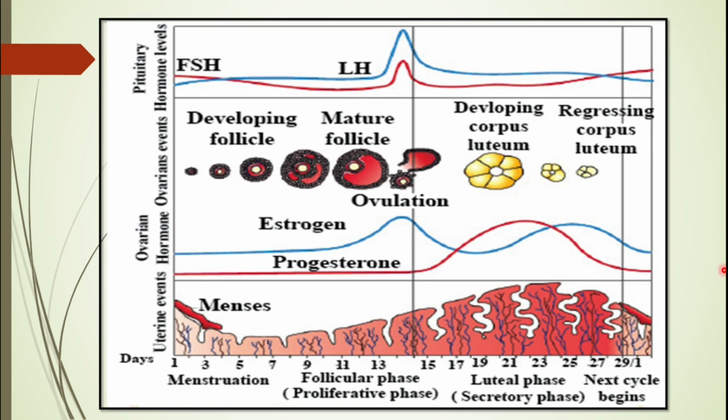So this pictorial representation gives us an overview of the different hormones produced by the pituitary gland as well as the ovarian follicles and the influence of these hormones on both the primary sex organs as well as the secondary sex organs. So basically, please understand that the entire menstrual cycle is dependent on FSH, LH, estrogen and progesterone.